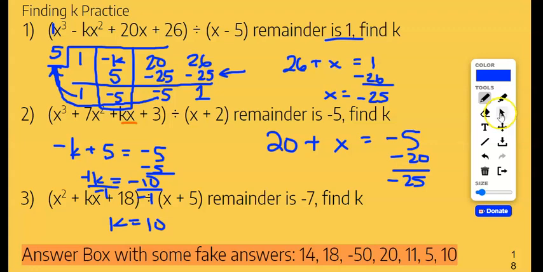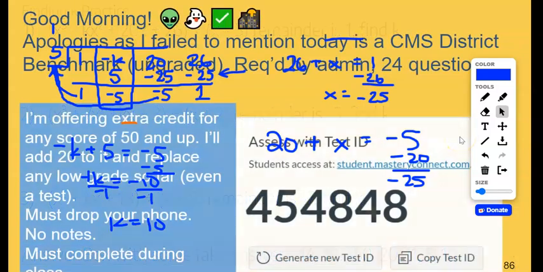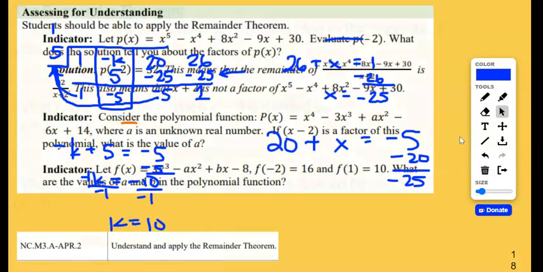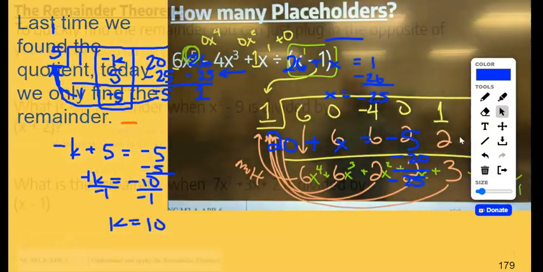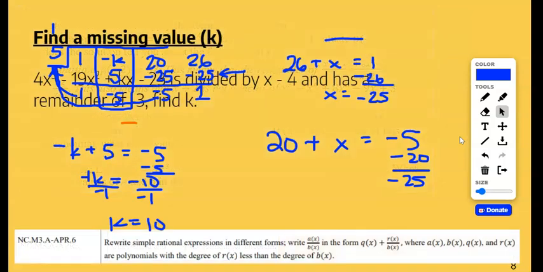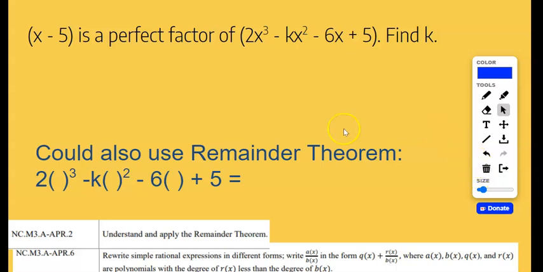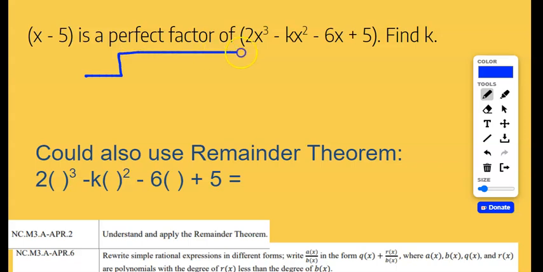Pretty good so far. I'm going to do one more finding k question, really just because I want to show how you can use the remainder theorem to do these. You don't necessarily have to do the setup like I'm setting it up. So anyways, good setup here. Put in 5, the opposite. We got a 2. We got a negative k again, so I guess I was doing a negative k anyways.